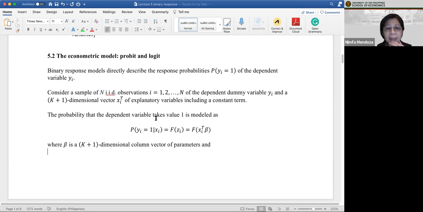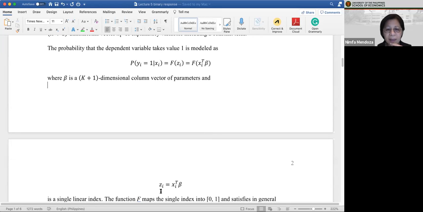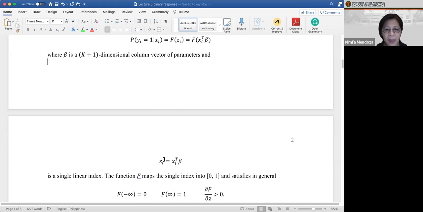The probability that the dependent variable takes a value 1 is modeled as follows. The probability that y is equal to 1 given x sub i is uppercase F, a function of c sub i, which is equal to F of x sub i transpose beta. Here, c sub i we define to be equal to x sub i transpose beta. That's just a matter of notation. Here beta is a k plus one dimensional column vector of parameters, so this c sub i is a single linear index.